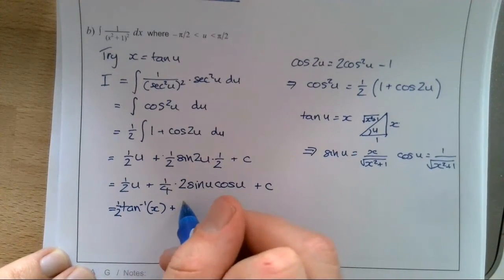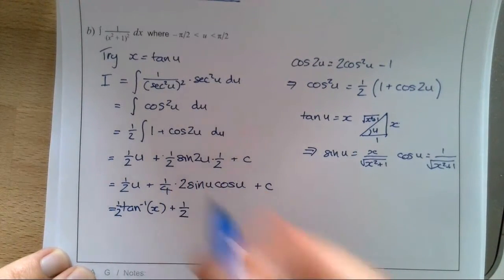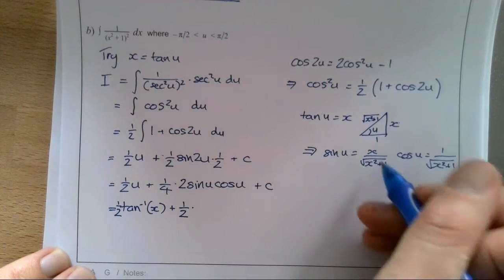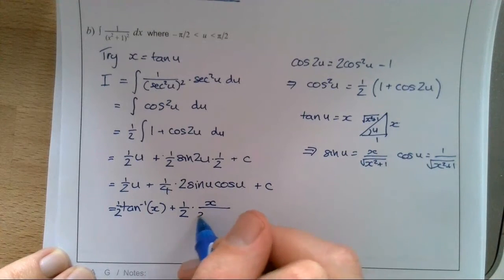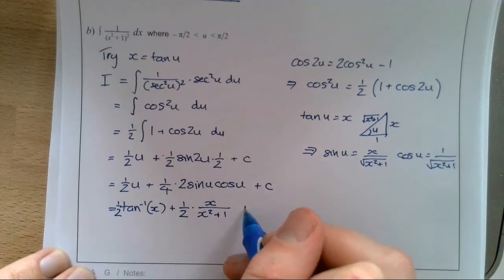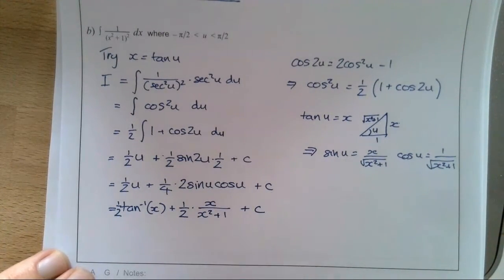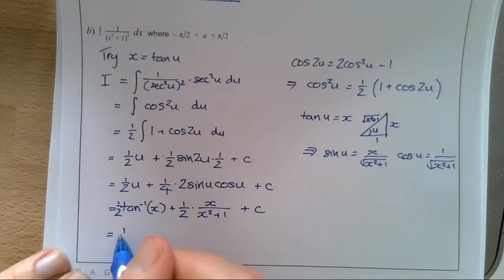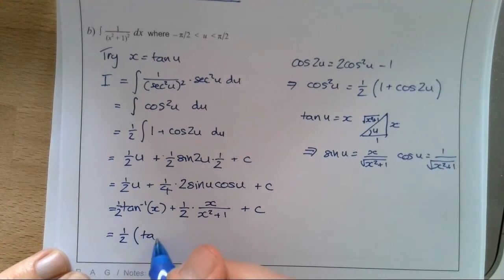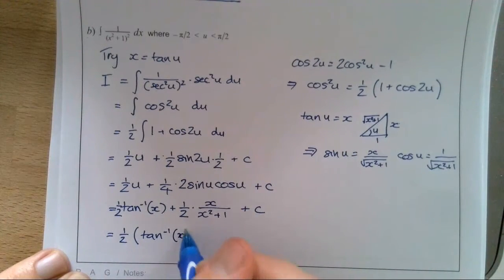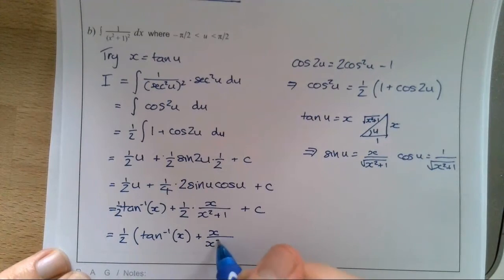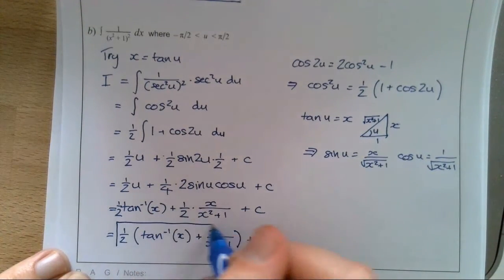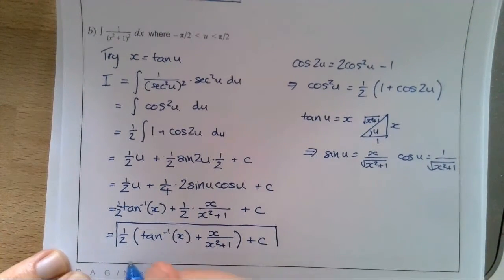And then we're going to have a half from the quarter and the 2 times by sine u cos u. So that's x over x squared plus 1 plus c. And I guess that's our final answer there, or we could just simplify it a touch by saying a half times tan inverse of x plus x over x squared plus 1 plus c. And that'll be my final solution.